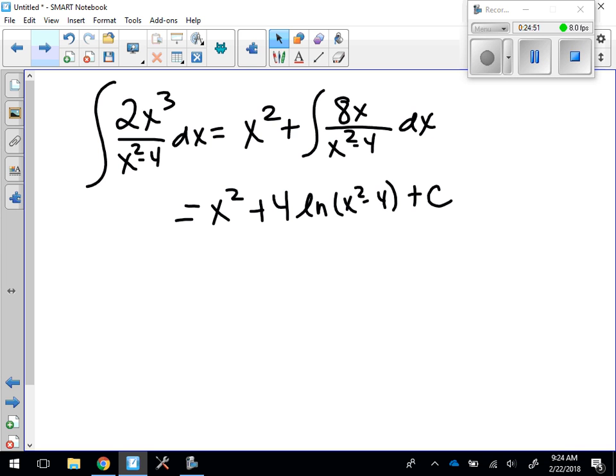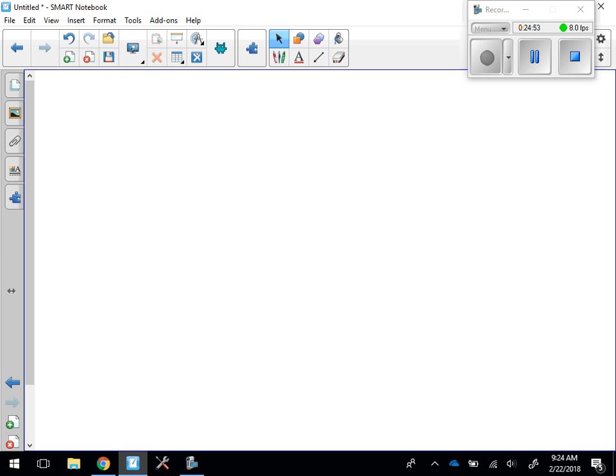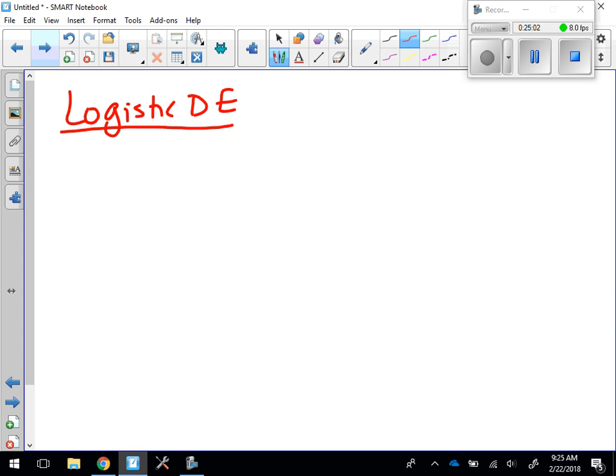It is a technique, but there's also an application, which is the logistic differential equation. You'll need a new notebook. Okay. And the logistic differential equation models population growth that looks like this.